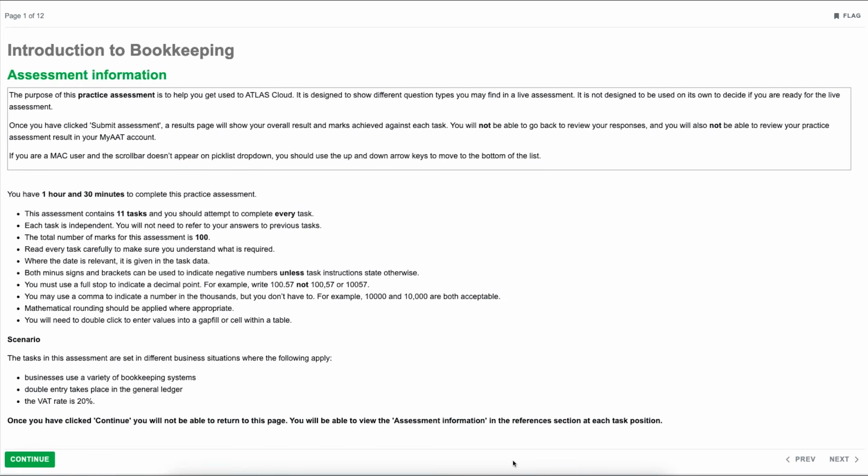Now I do appreciate for a lot of people this may be your first AAT exam, so we'll work through task by task, and what I'll do is we'll work through the answers. I'll explain each one as we go along, and if you do have any questions, please do drop them in the comments below. Right, let's make a start then.